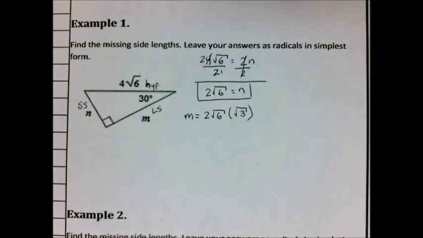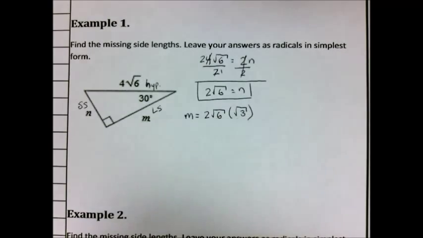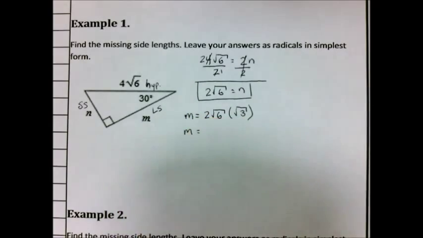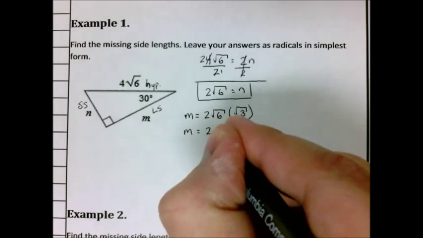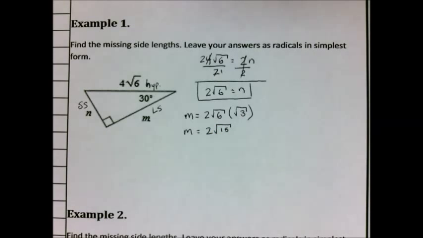Okay, now we can simplify this a little bit. Remember, we can combine what's inside of these radicals because of the product rule of radicals, and that is going to equal 2 times the square root of 18. And now we know we can simplify this radical. It's not in simplest form.